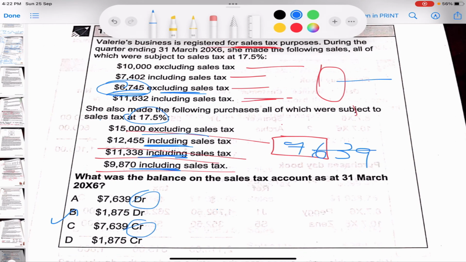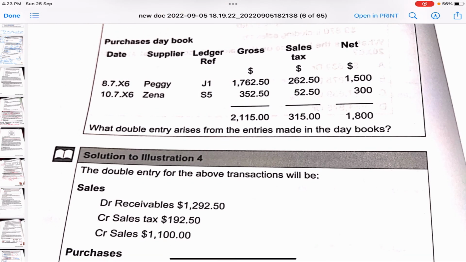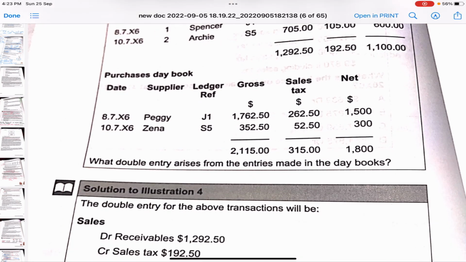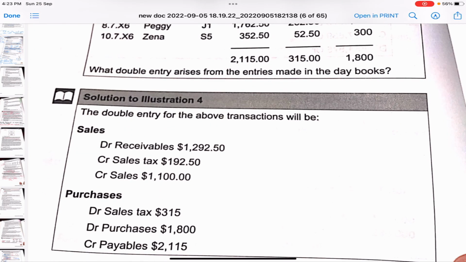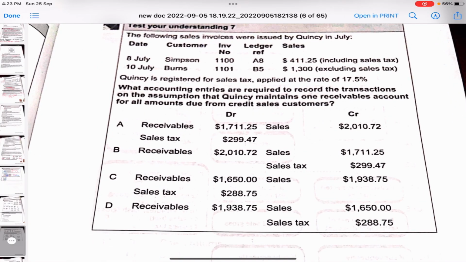We are done with the test your understanding 6 again, and we will be doing the day books. So this is how a sales day book looks, and this is how a purchases day book looks. So what double entries arise from the following entries made in the day books? Receivables debit, sales credit, but okay, this is just a normal journal entry which we have discussed. Now this is the test your understanding 2. What accounting entries are required to record the transactions on the assumption that Quincy maintains one receivable account for all amounts due from credit sales customers? Okay, this is very, very simple. This is also something which we have discussed so many times.